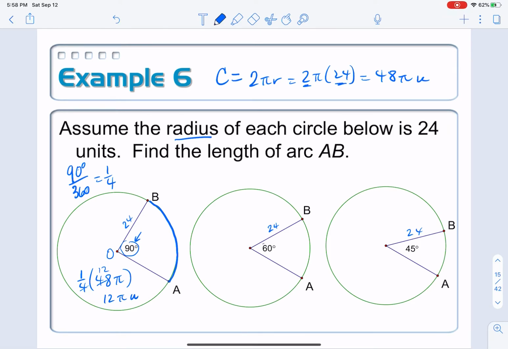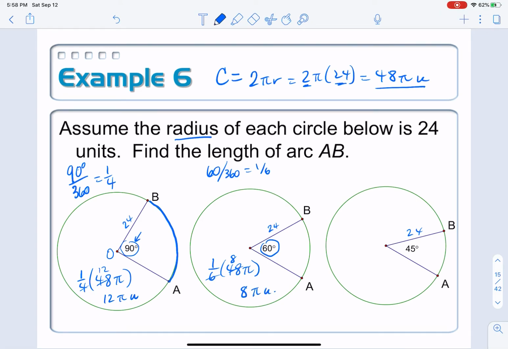Okay, let's look at the one that's in the middle. This looks very familiar. This is 60 degrees. We already know that's 1/6, right? Because it's 60 out of 360. That gives me 1/6. So I'm going to take the same circumference and this time multiply it by 1/6. 1/6 of 48 pi. What is 48 divided by 6? It leaves an 8 behind to get 8 pi units.